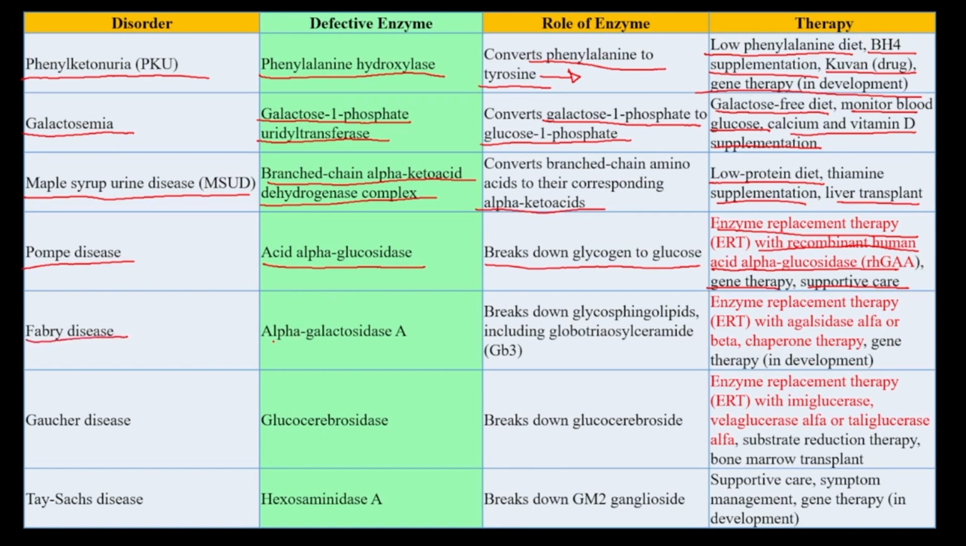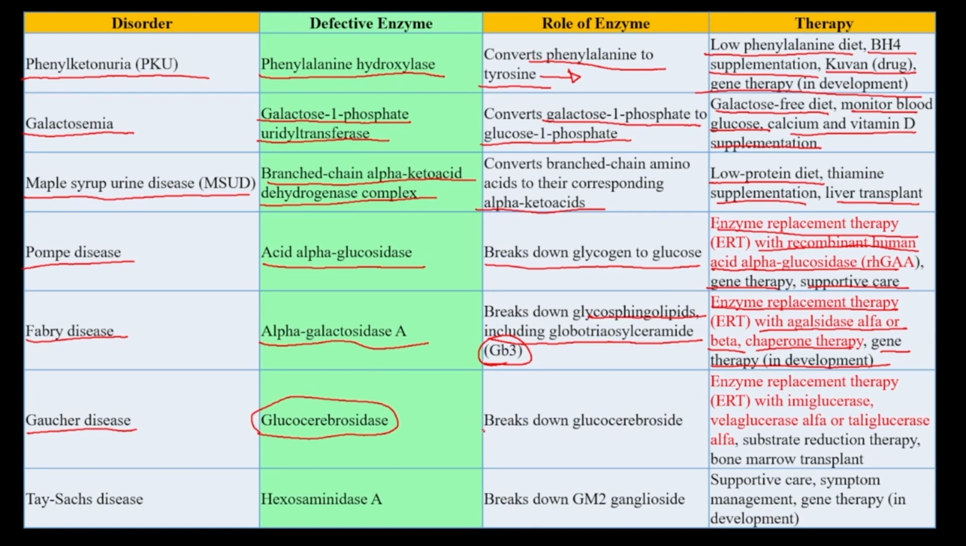Fabry disease. The defective enzyme is alpha-galactosidase. It breaks down glycosphingolipids, including globotriaosylceramide or Gb3. And the therapy is enzyme replacement therapy with agalsidase alfa or beta, chaperone therapy, and gene therapy. Then we have Gaucher's disease. Gaucher disease involves the enzyme called glucocerebrosidase, and it breaks down glucocerebroside, right?